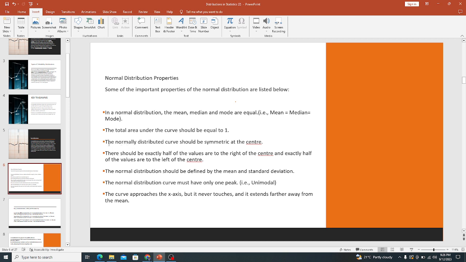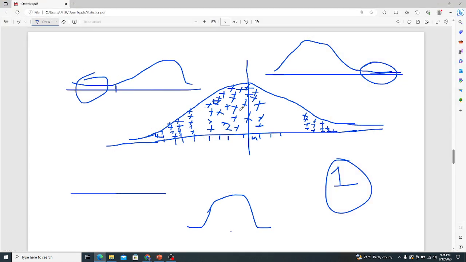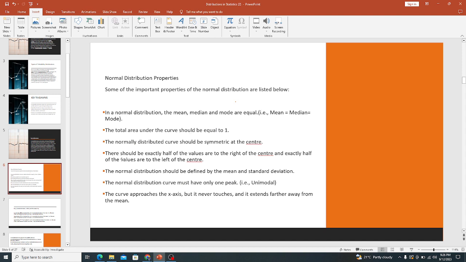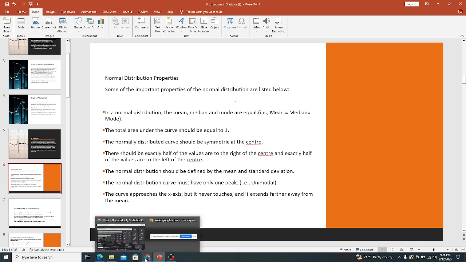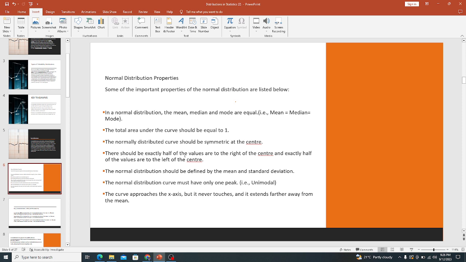All right. So we are saying that a normally distributed curve should be symmetric to the center. If we draw a line on the peak, it should divide this into two equal parts. We are also saying that exactly half the values are to the right of the center, and the other half are to the left of the center. I guess we've already discussed that.